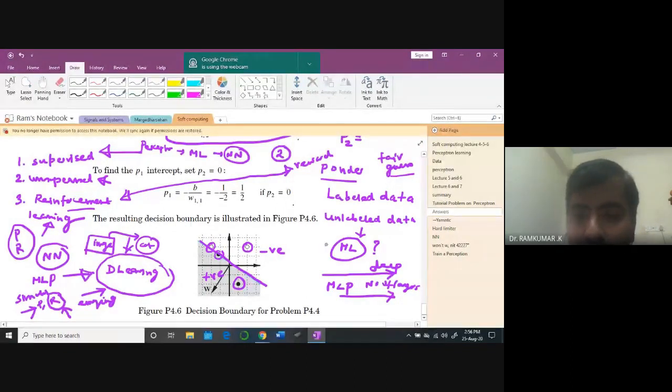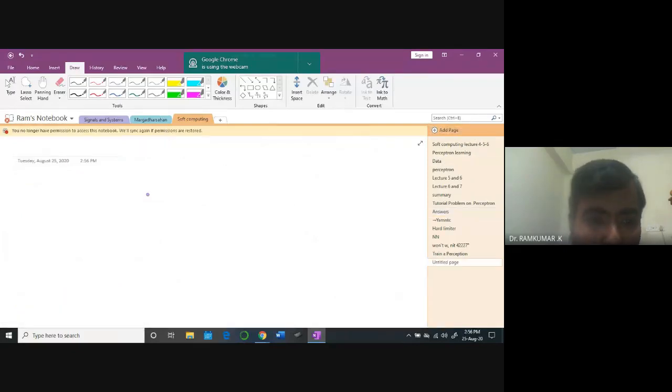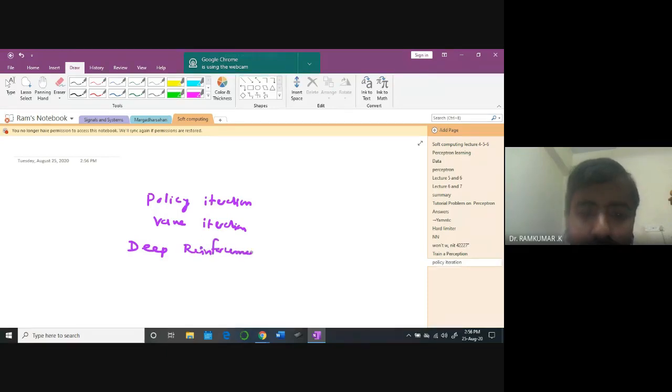There are a lot of algorithms. A very famous algorithm you might have heard of is policy iteration, and value iteration. In fact, deep learning combined with reinforcement learning, they call it deep reinforcement learning. These are all very powerful algorithms that in the past 5-10 years have really been gathering momentum. A lot of applications now are seeing these kinds of algorithms.